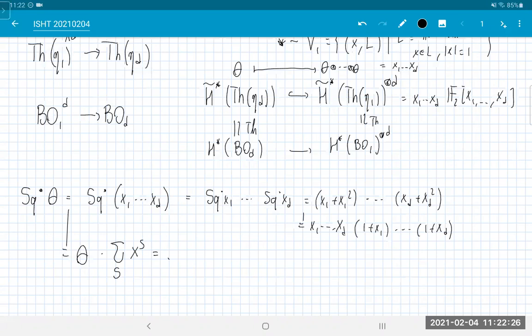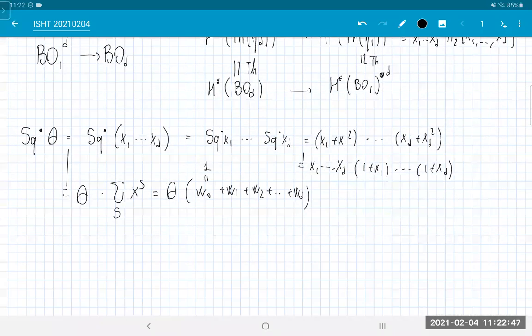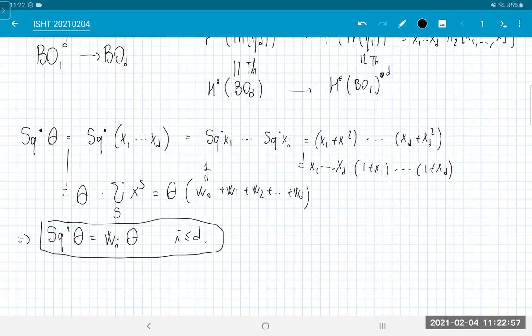But if you look at what it means, this is theta times w0, which is 1, plus w1, w2, ..., wd. Because that's literally the sum of all the elementary symmetric polynomials. So what it boils down to is square I theta is W I theta for I less or equal than D. And when you let D go to infinity, this formula just holds, no restriction on I. We're done. We have completely understood the action of the Steenrod algebra.